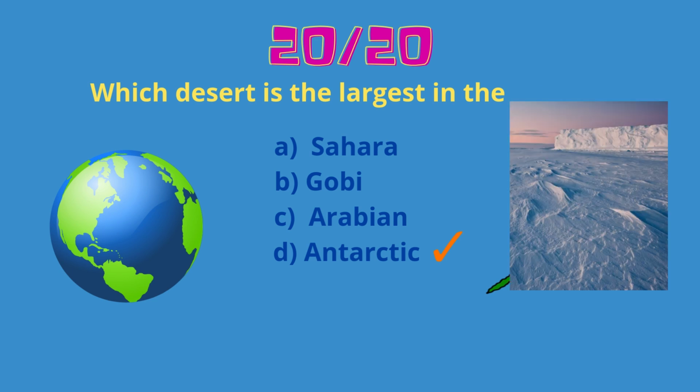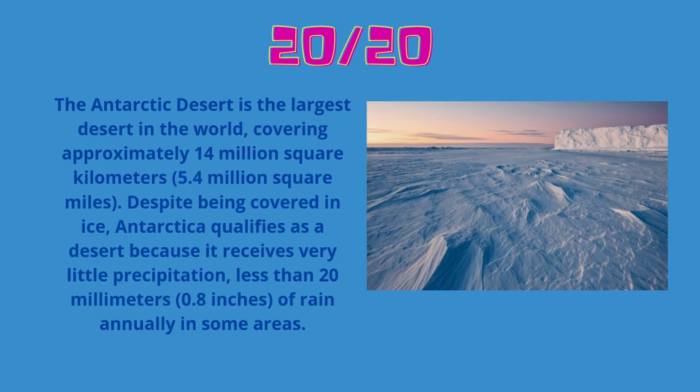Antarctic. The Antarctic Desert is the largest desert in the world, covering approximately 14 million square kilometers, 5.4 million square miles. Despite being covered in ice, Antarctica qualifies as a desert because it receives very little precipitation, less than 20 millimeters, 0.8 inches, of rain annually in some areas.